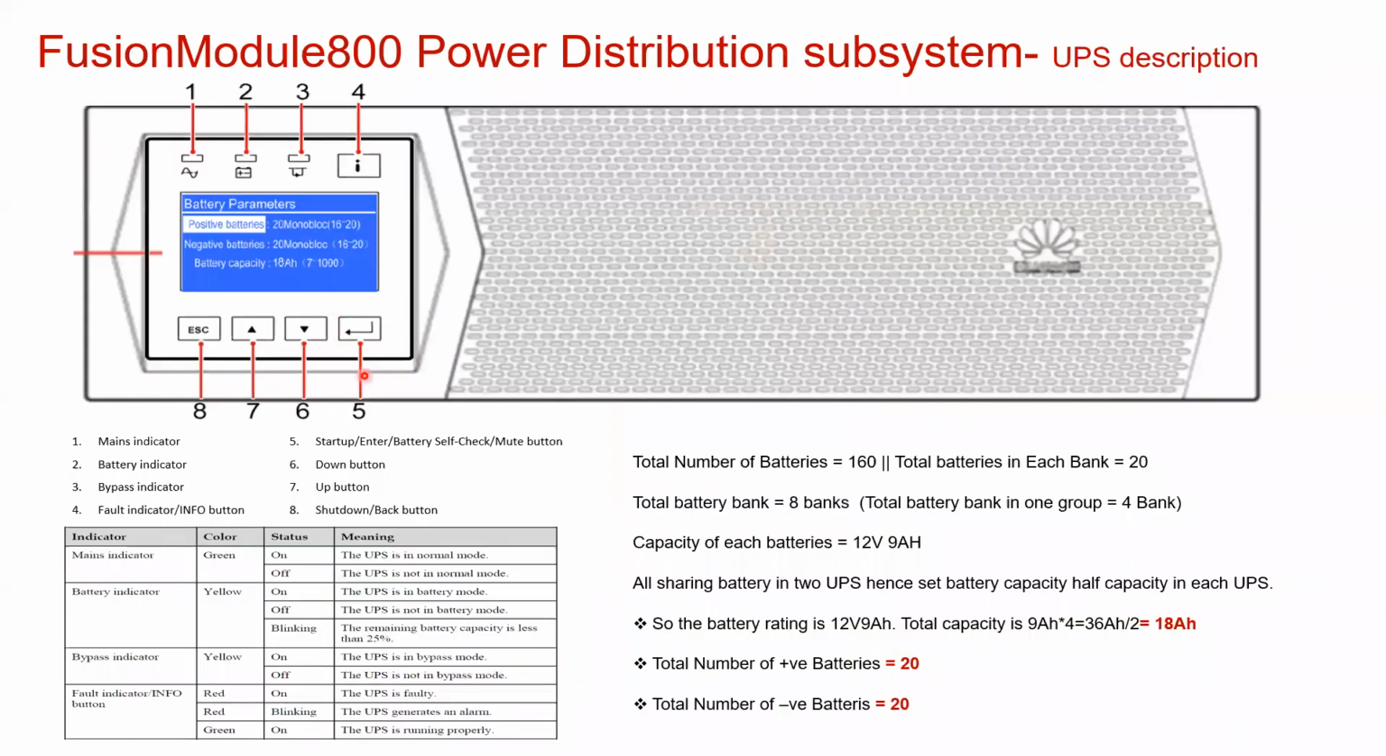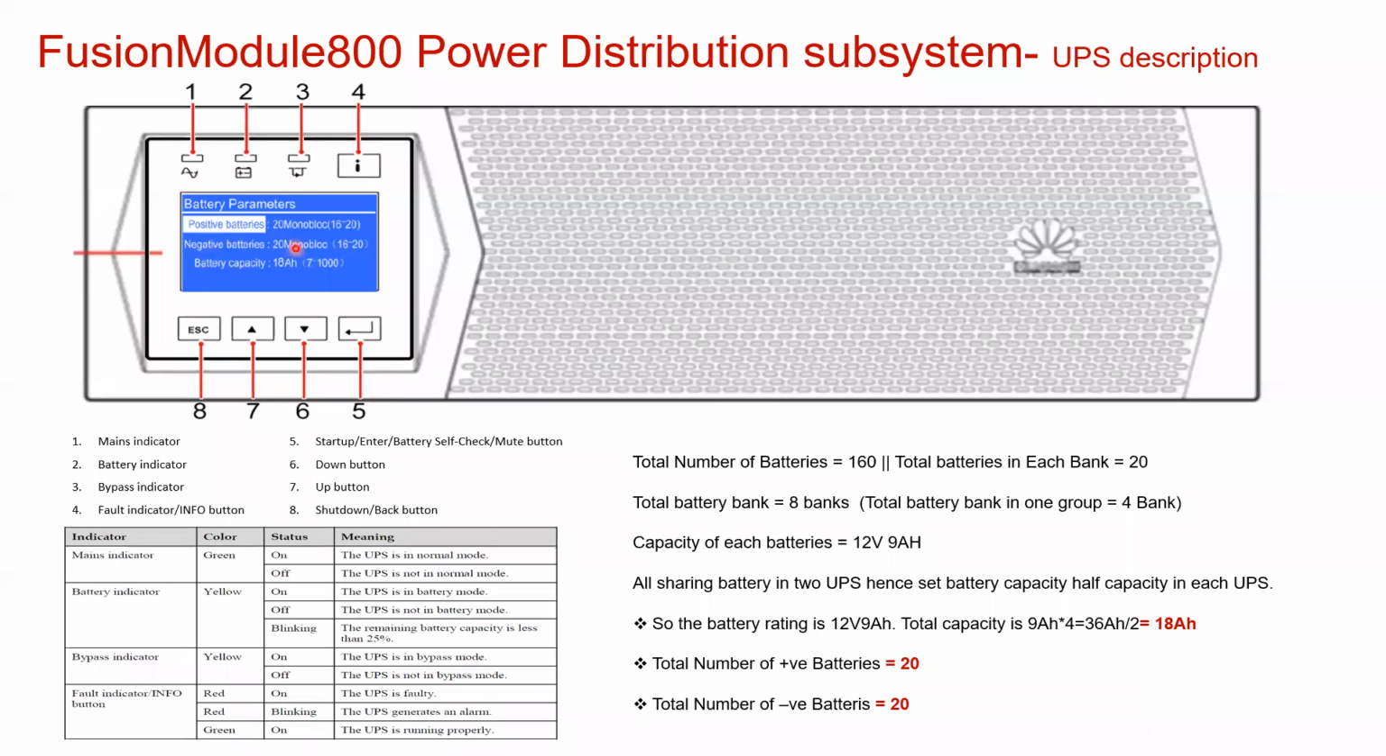Similarly for the UPS level, as I mentioned, this is a modular, rack-based UPS, and all this configuration depends upon the design principle of the power backup. In this scenario, if we are making 40 batteries, 20 batteries in the negative loop or positive loop, this is just a simple calculation. Based on that, we will set the parameters in the UPS, like the positive battery and the negative battery. We are selecting the parameters, 20 mono, and then the battery capacity.